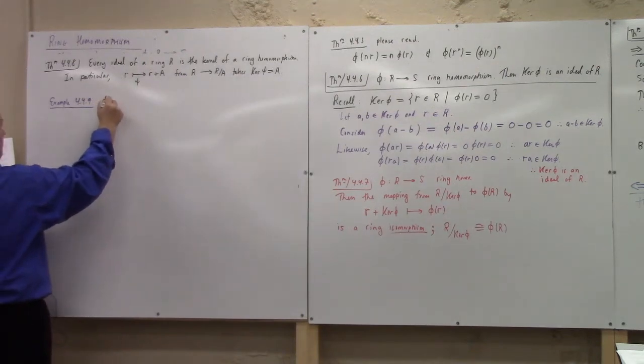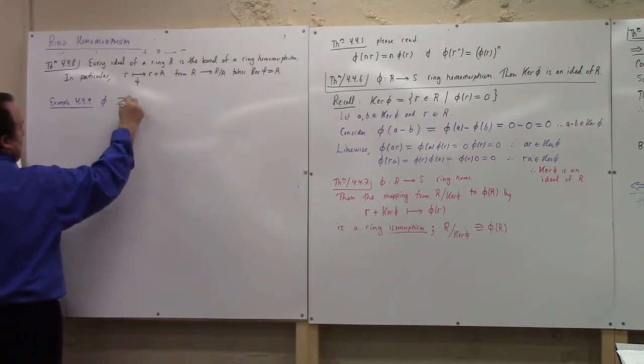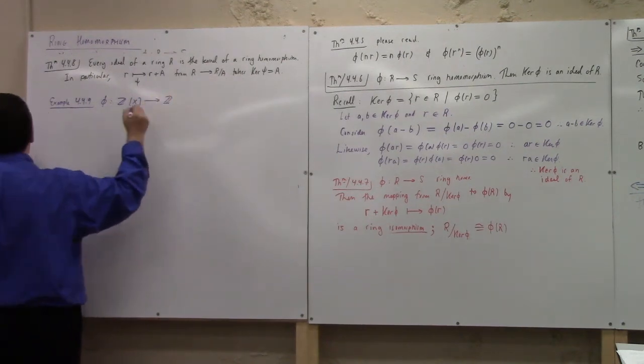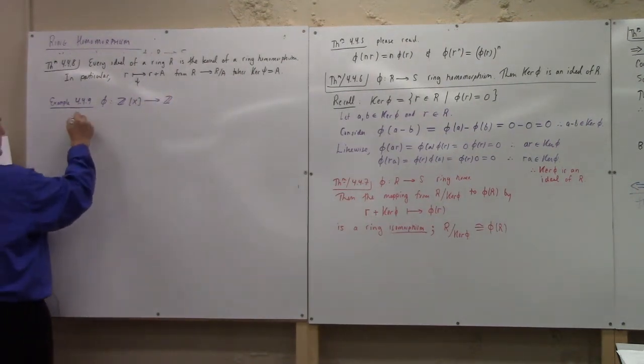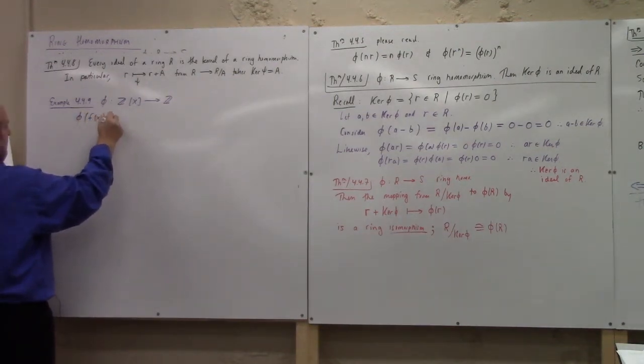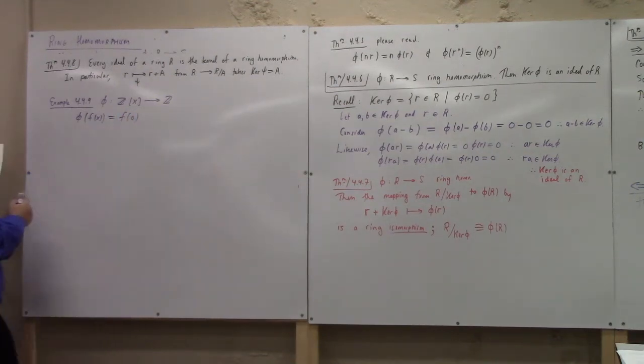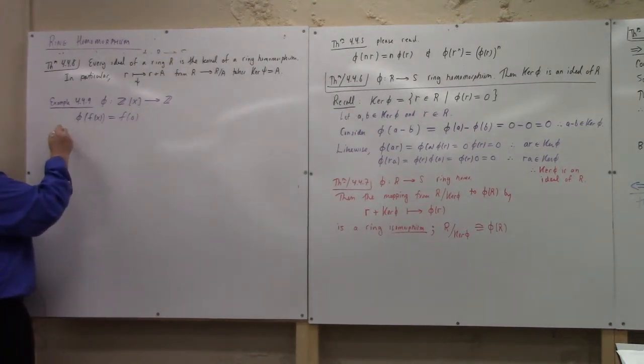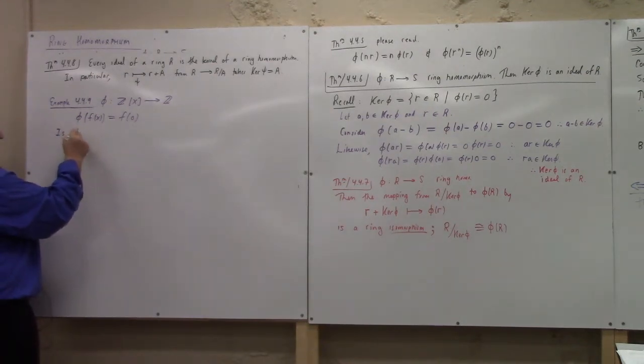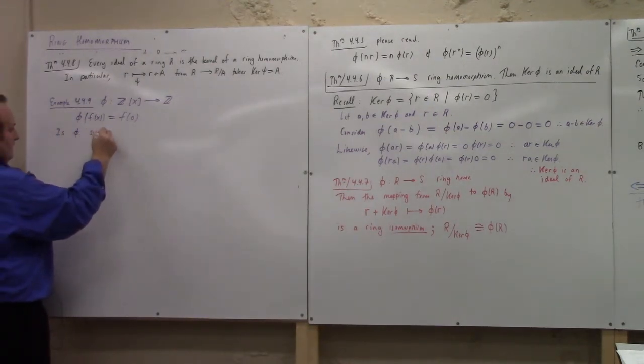Here we have phi going from polynomials over the integers to the integers. And I'm defining it, this is the evaluation morphism actually. Phi of f of x equals f of 0. All right. So I say phi is a surjective ring homomorphism, do you agree? Is phi surjective? That's onto, right? Onto, yeah.